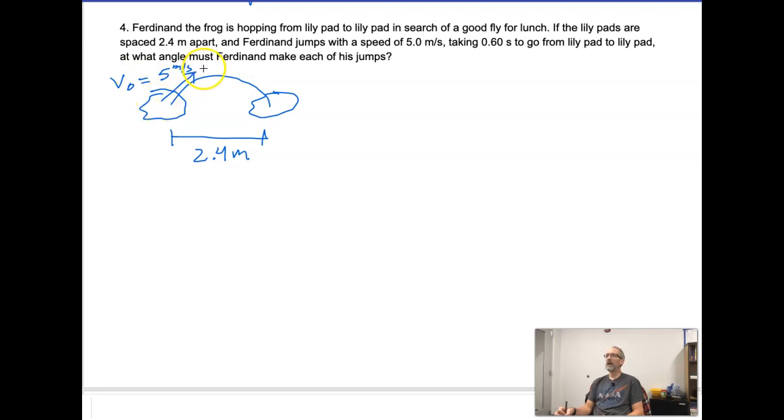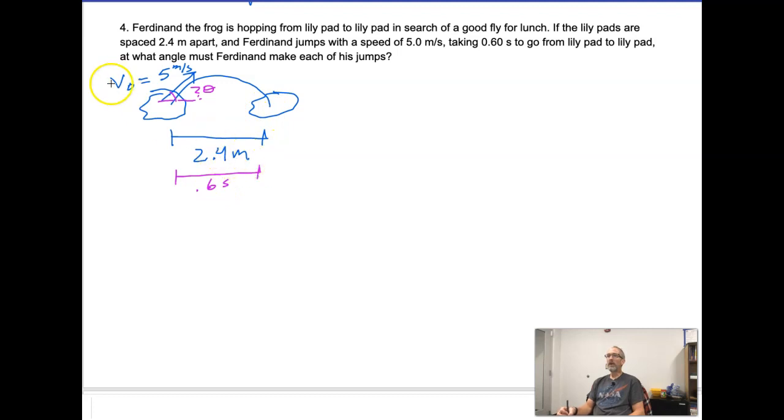So it's going up at an angle, and we're trying to figure out what in the world this little angle right here is that it's making with the horizontal. So that is what we are looking for. This is 2.4 meters. It says it takes 0.6 seconds to go from lily pad to lily pad. So that means this total time to go left to right is 0.6 seconds. That means to go up and back down would be 0.6 seconds.